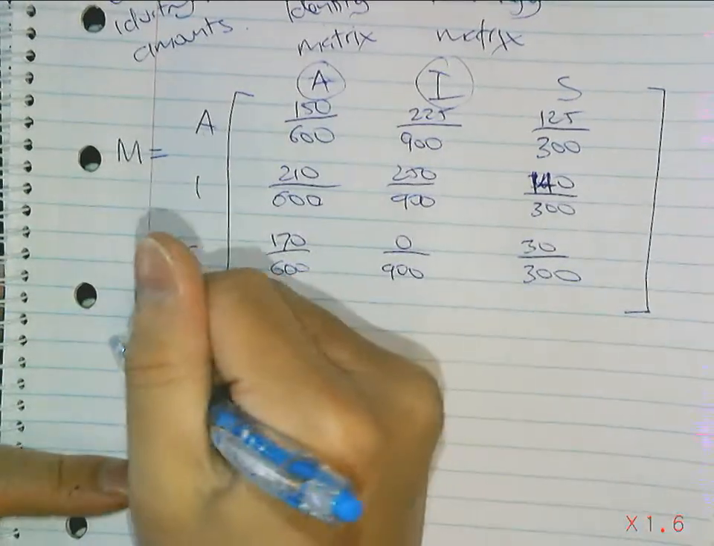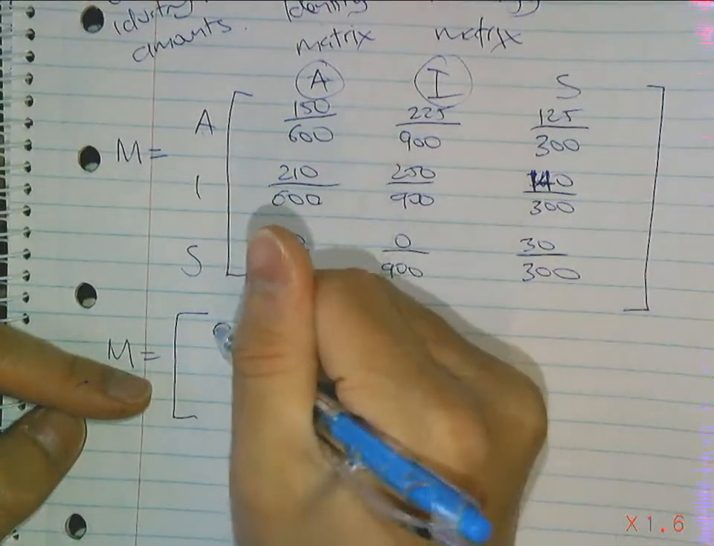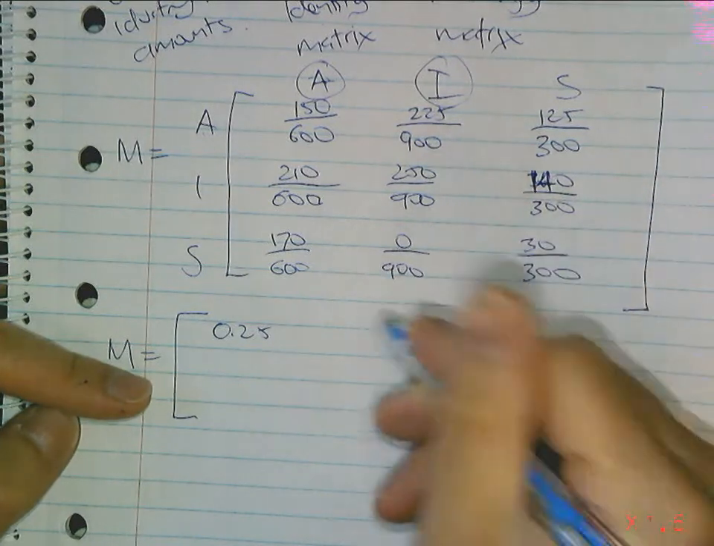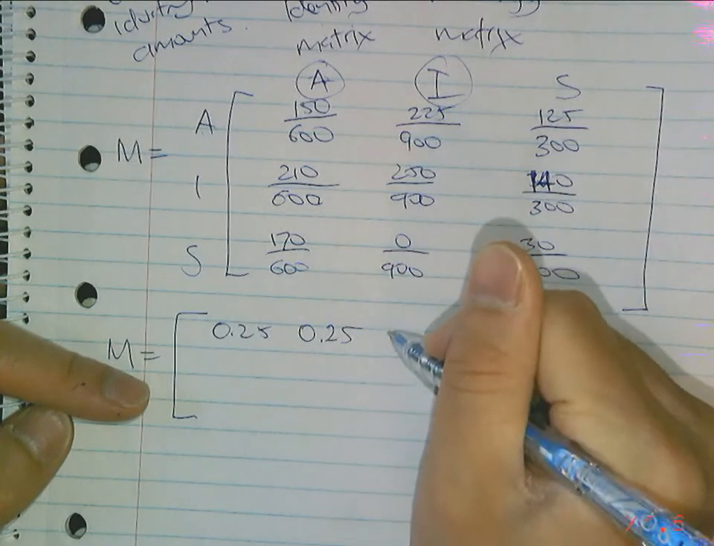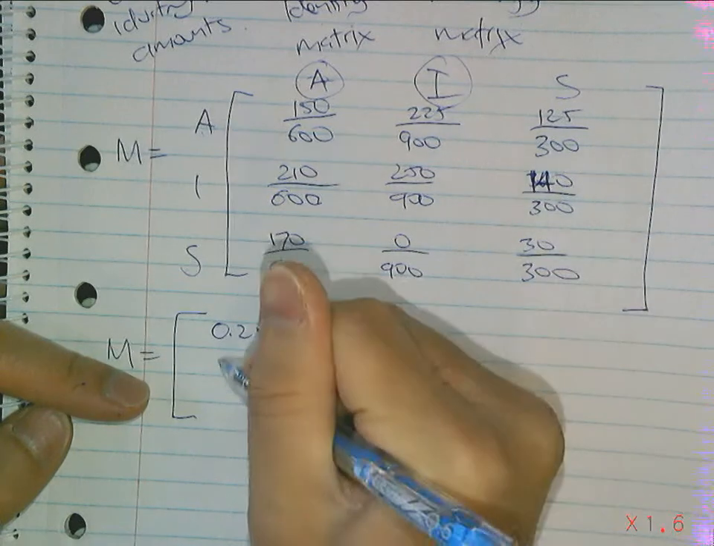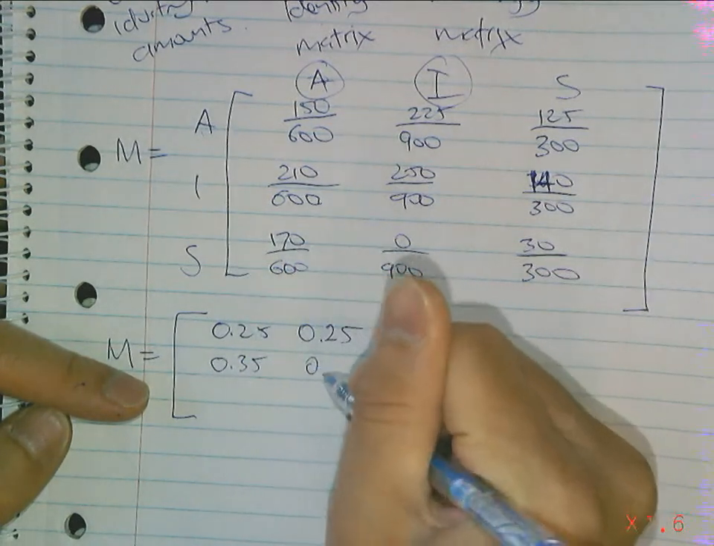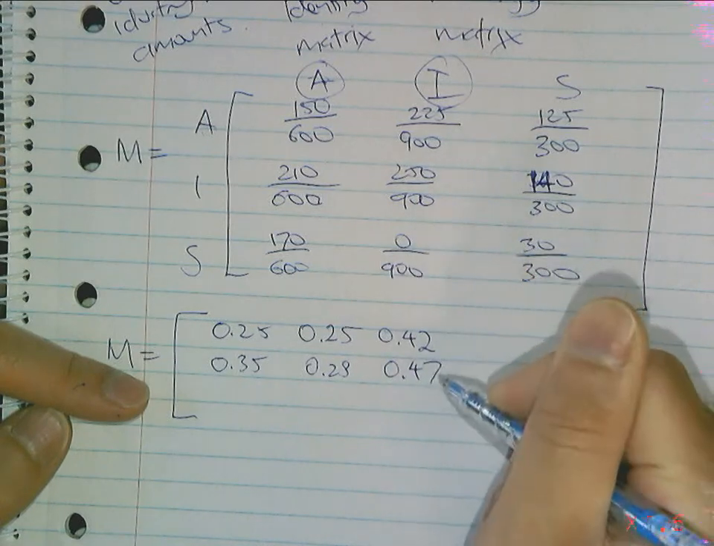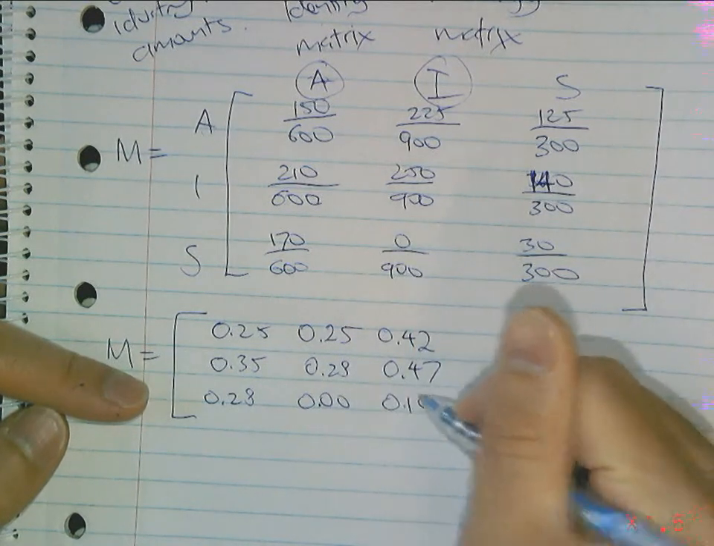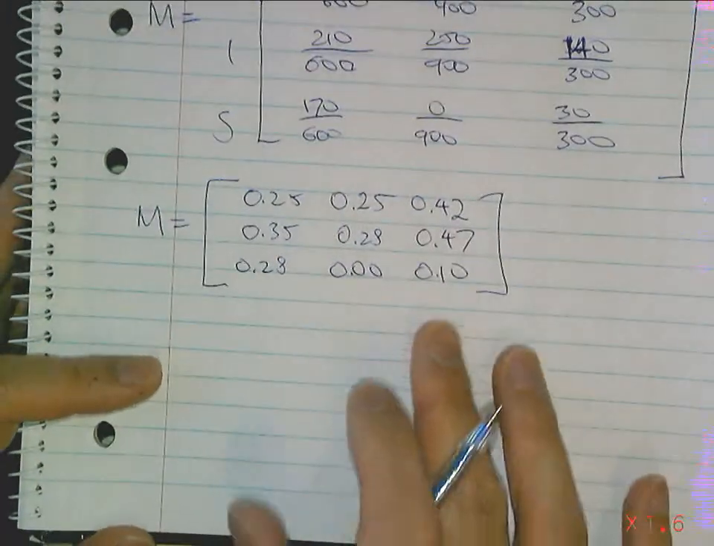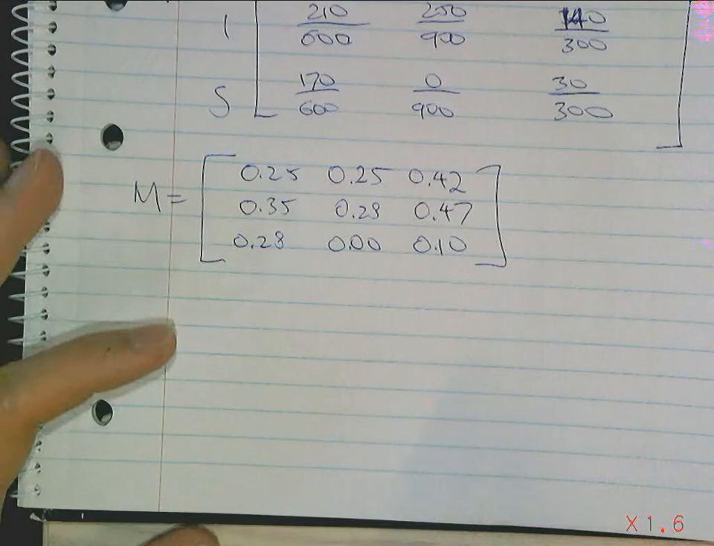Now, let's evaluate this. So, M is equal to, I'm just going to evaluate this. For example, what's 150 divided by 600? That will just give you 0.25. And I'm going to go 225 divided by 900 and so on. So, we're just going to put these in. There's your M matrix.